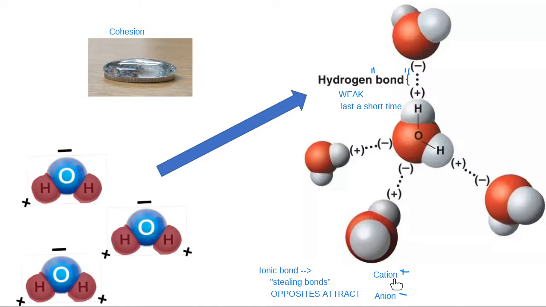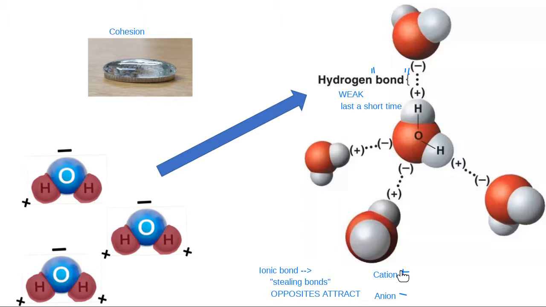What holds together a cation and an anion, which are the two things in an ionic bond, is the fact that opposites attract. Somebody's always positive, somebody's always negative. I want to be right next to you because opposites attract. Hydrogen bonds are kind of like the little brother of ionic bonds in the sense that what's making them work too is opposites attracting. However, with hydrogen bonds, we've got two things that have partial charges.